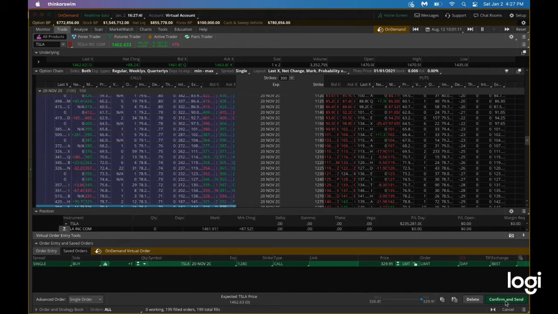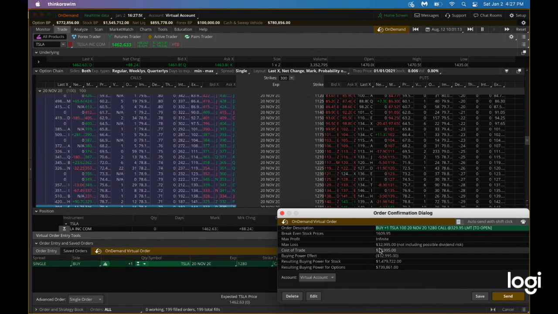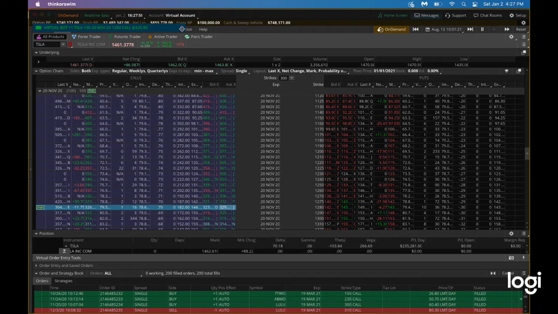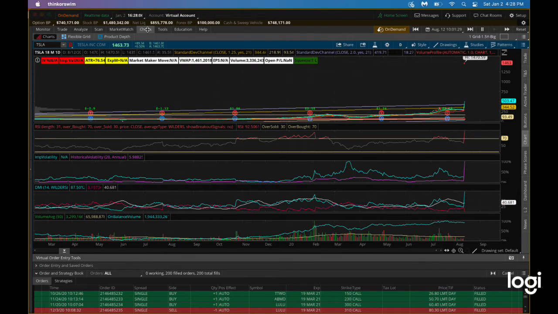So let's go ahead and confirm it. Total price is $32,000 in this scenario. And let's go ahead and send. Done. So for our next position, we will sell some put options, which is again a bullish strategy.